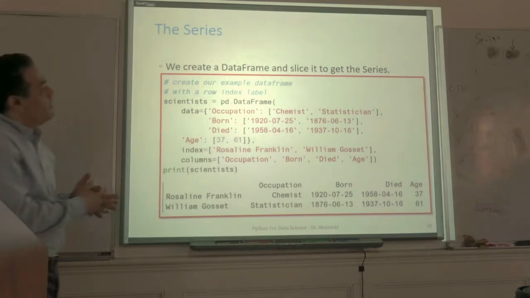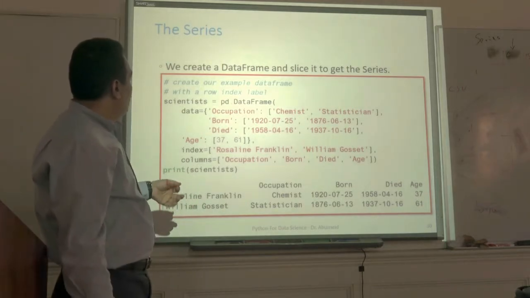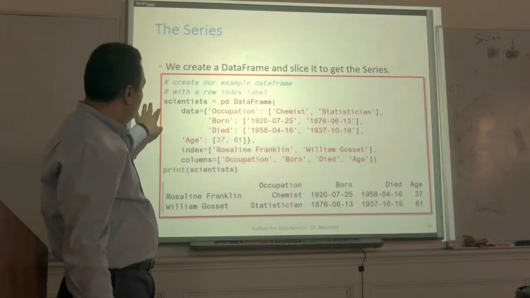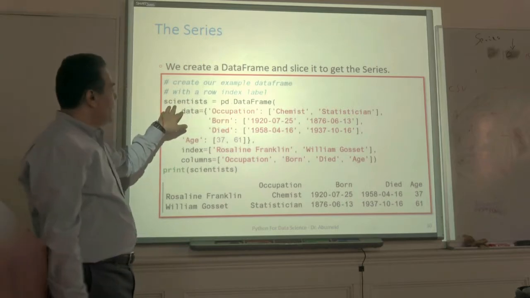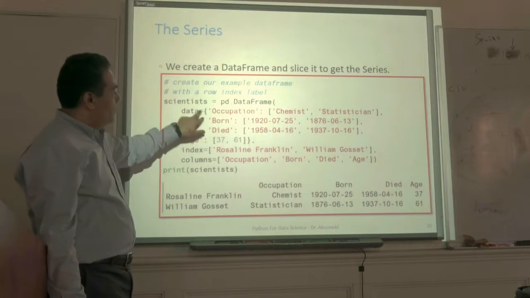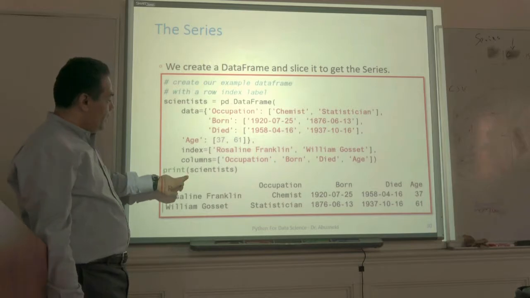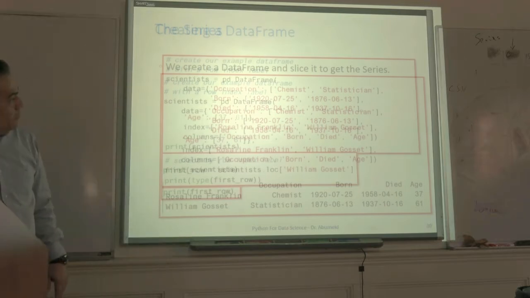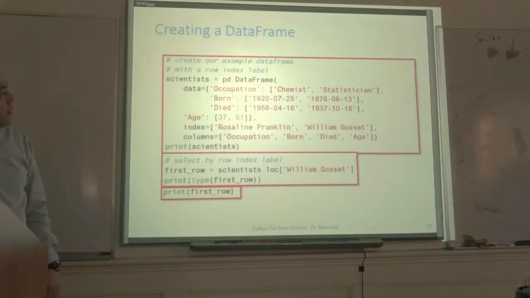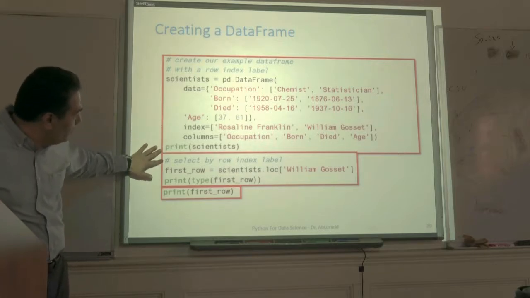We create a data frame and slice it to get the series. So first of all, we're creating a data frame, we're calling it scientist data frame. This is a dictionary, and there's index and columns. And when I say print scientist, which is the data frame, it will print it in here as normal. And in here we create it with a row index, column scientist. Same thing.